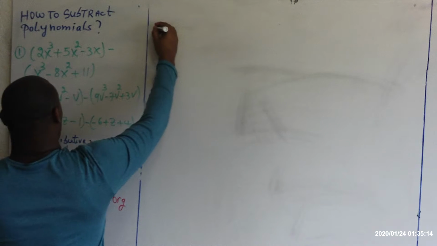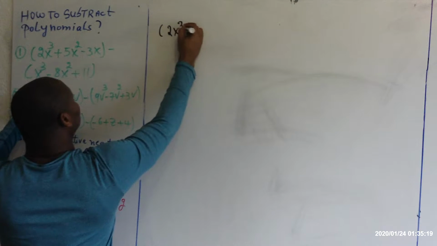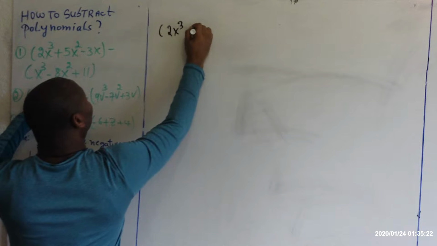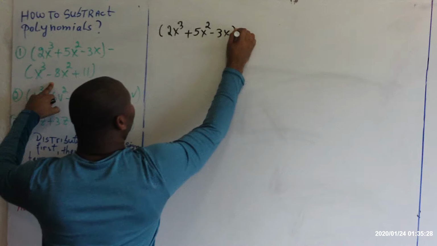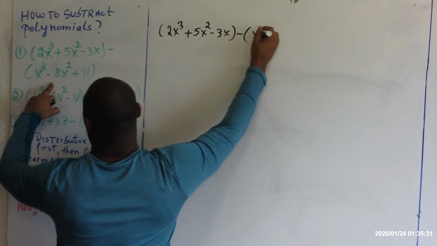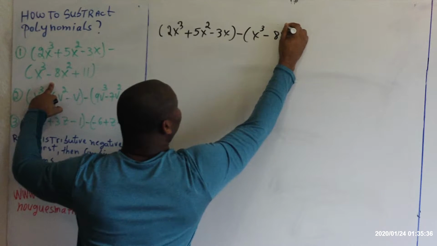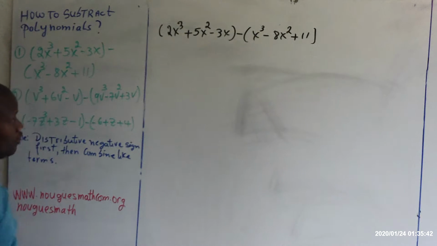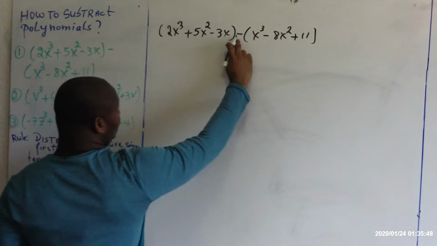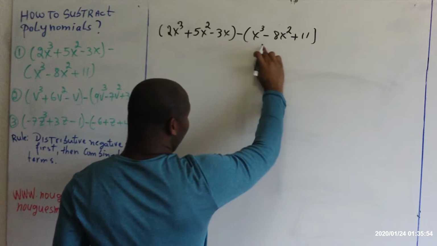Okay? So the first example is 2x cubed plus 5x squared minus 3x, minus x to the cube minus 8x squared plus 11. Okay? So the first thing we have to do, we need to distribute the negative sign right here. Distribute the negative sign to each term inside the parentheses.